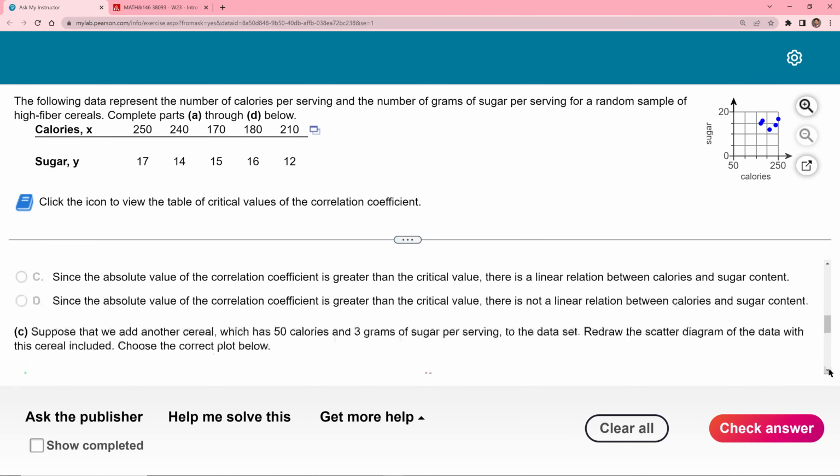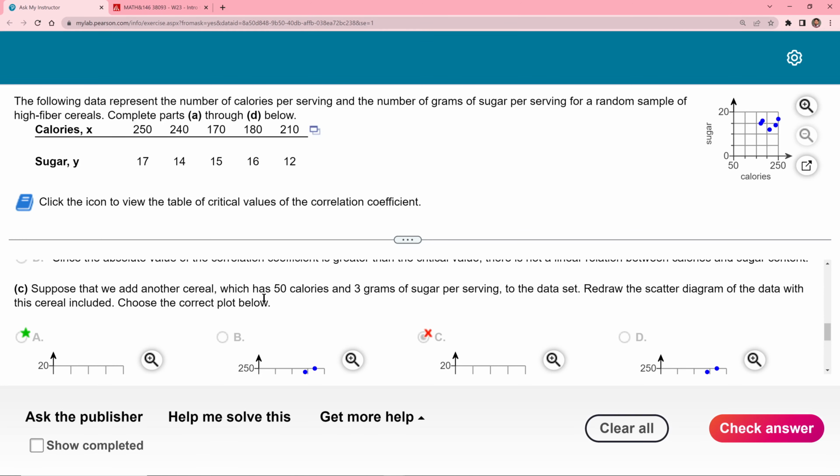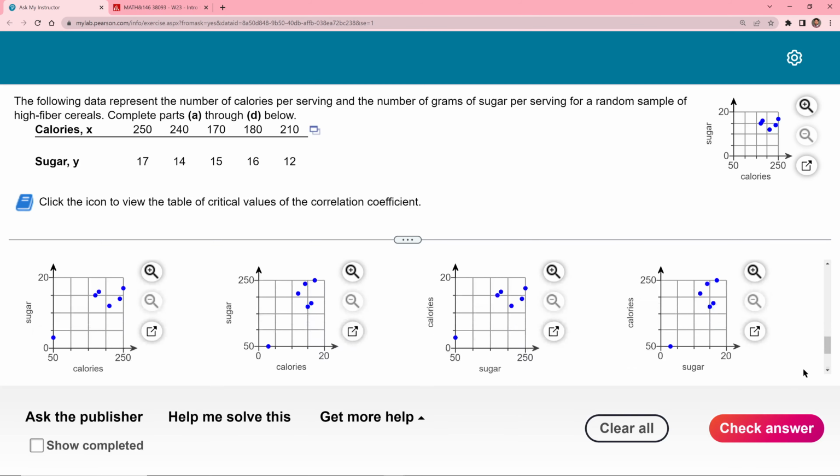Suppose that we added another cereal, which is 50 calories and 3 grams, to the data. Redraw the scatter plot. Well, if we were to do that, we could just pencil it in. I mean, we're talking 50 calories and 3 grams. That's going to be an outlier too, by the way. We probably have to rescale everything. So it's going to be somewhat the same shape, but the other point is going to be way off. So we're looking at 50 calories and then slightly up.